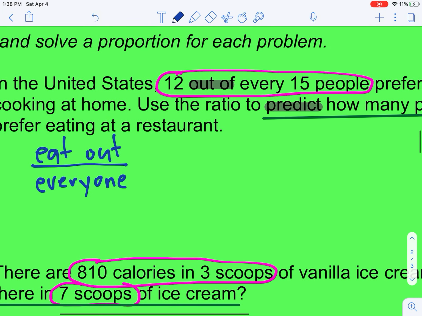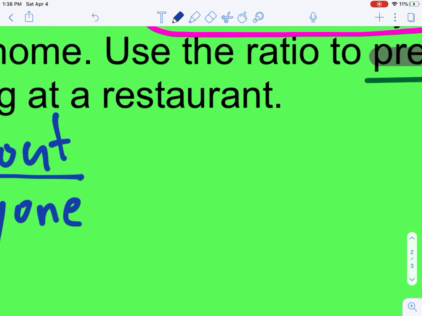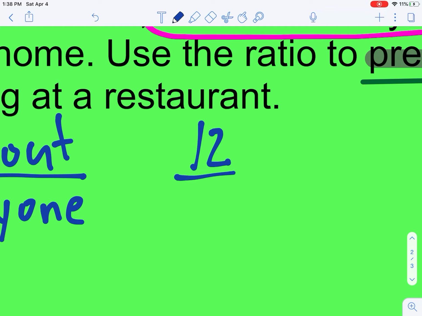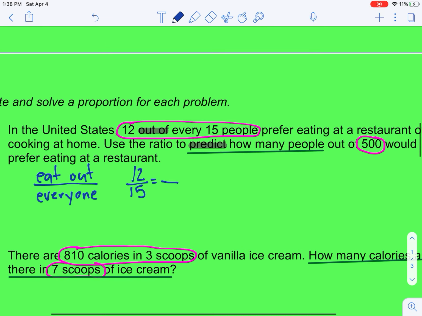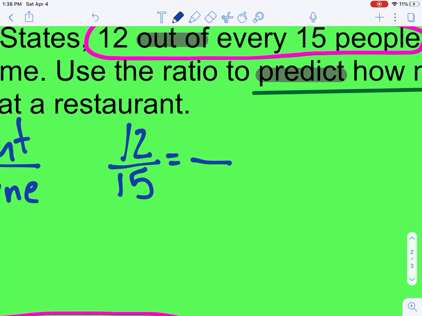Now in my first sentence it actually gives me a ratio. It says 12 out of every 15 people prefer to eat out than cooking at home. So 12 of those people like to eat out of 15 total people that were asked. So I'm going to write my proportion. Now the next number I have in here is 500 people. So it says use the ratio to predict how many people out of 500. So we need to decide, is there 500 people that like to eat out, or is it 500 total people that we're asking? And we're asking 500 total people. Now I don't know, out of 500, how many people like to eat out at restaurants instead of cooking at home. So that's going to be my variable.